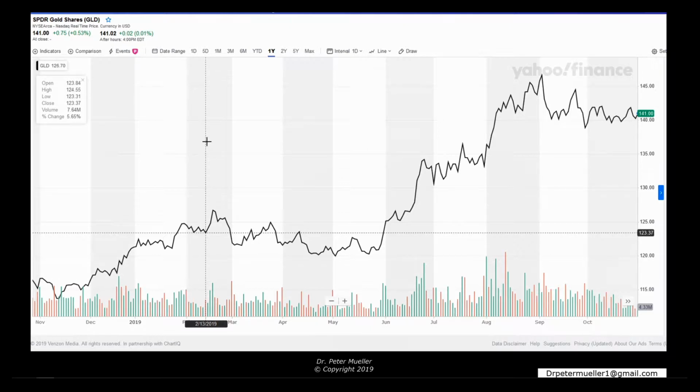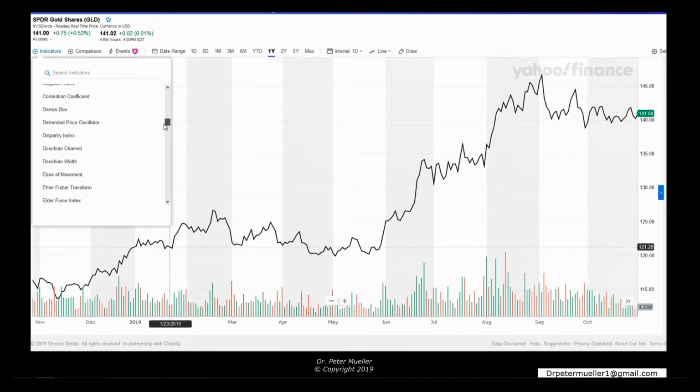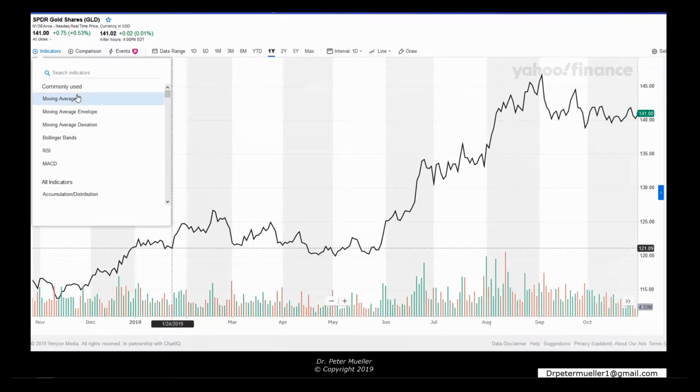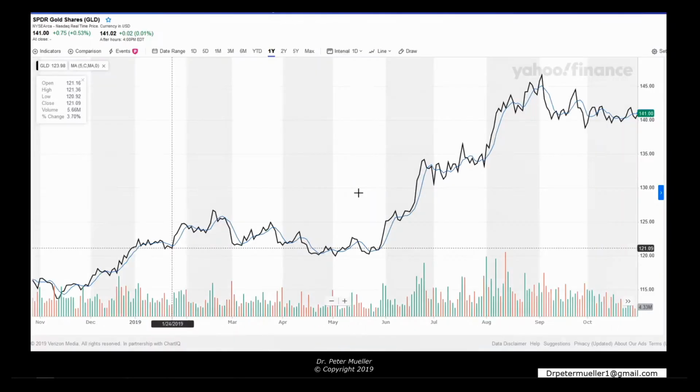Now, for moving averages, we go here to the indicator and we see we have a plethora of indicators. Let's go to the first one and let's choose a moving average. Let's start with a 5-day moving average, which says the moving average of 5 trading days, which is 1 week. And let's keep it as a simple moving average, and let's make this in blue and have a look at how it looks. You see the 5-day moving average goes relatively closely to the black line of the ETF.